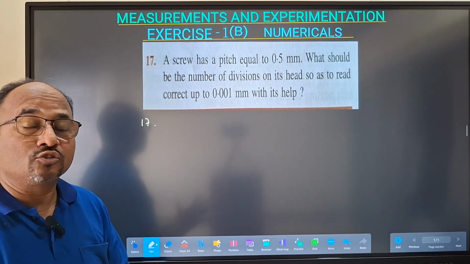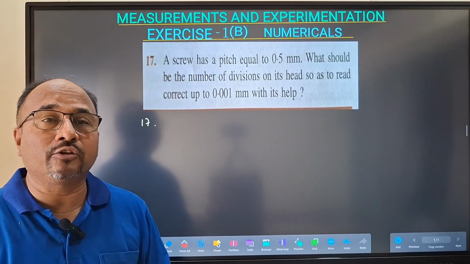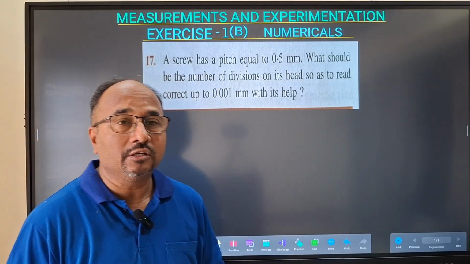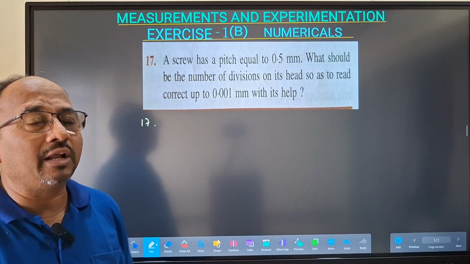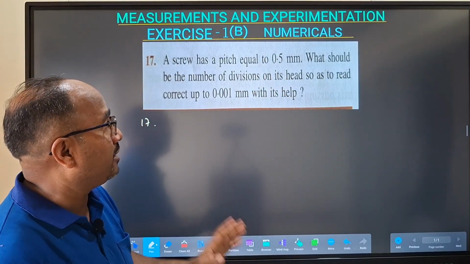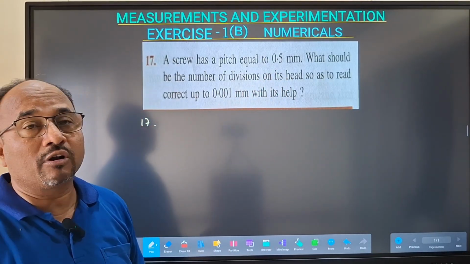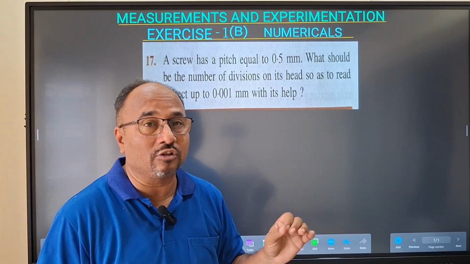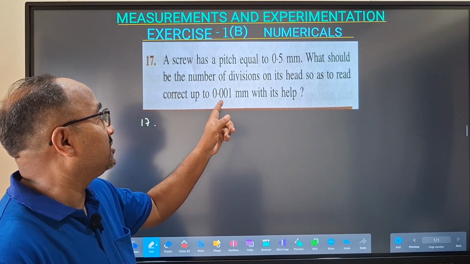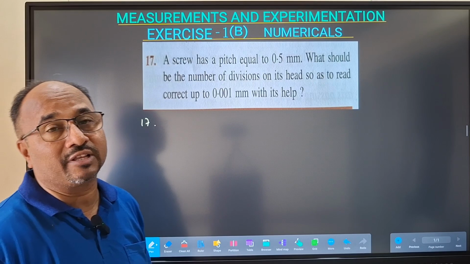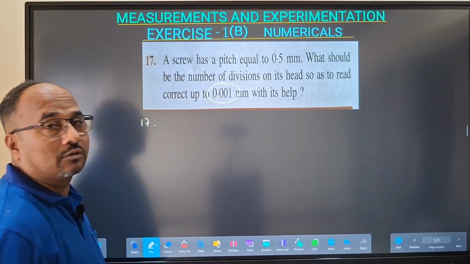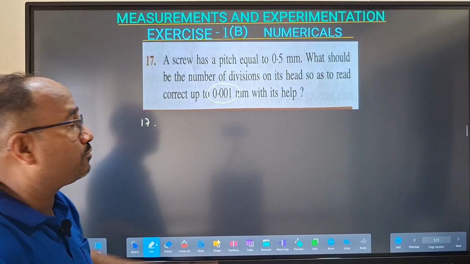So coming to the last numerical of this B part numerical of this first chapter, measurement and experimentation. So this is a very, very simple and a direct sum. It says a screw has got a pitch of 0.5 mm. What should be the number of divisions on the head, that is on the circular scale, so as to read correct up to 0.001 millimeter with its help. Now remember, this is your least count.